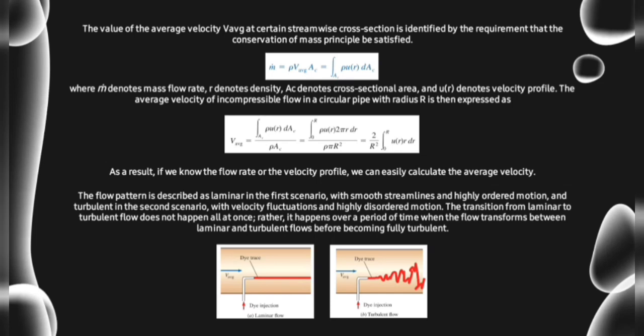The flow pattern is described as laminar in the first scenario with smooth streamlines and highly ordered motion, and turbulent in the second scenario with velocity fluctuation and highly disordered motion. The transition from laminar to turbulent flow does not happen all at once. Rather, it happens over a period of time when the flow transforms between laminar and turbulent flow before becoming fully turbulent.